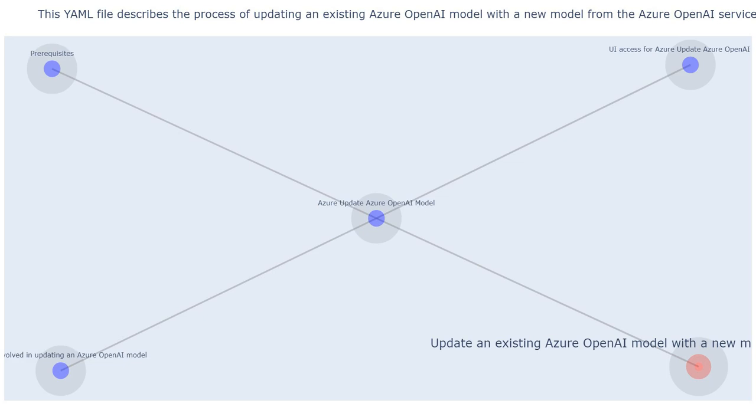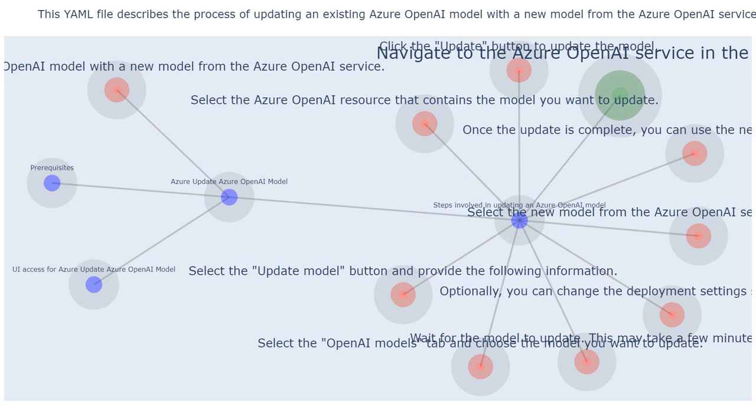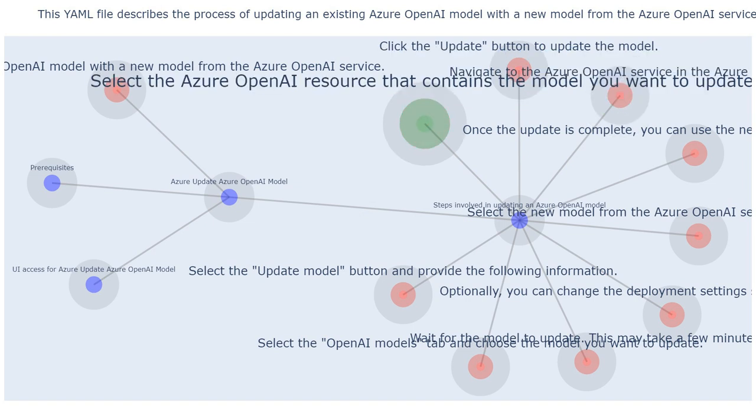Steps involved in updating an Azure OpenAI model. The first step involves navigating to the Azure OpenAI service within the Azure portal. This can be done by searching for Azure OpenAI in the search bar at the top of the Azure portal. After navigating to the Azure OpenAI service, select the specific Azure OpenAI resource that contains the model you want to update. You can identify the correct resource by its name or by reviewing its associated properties.